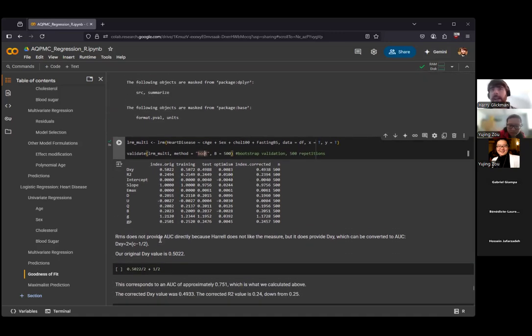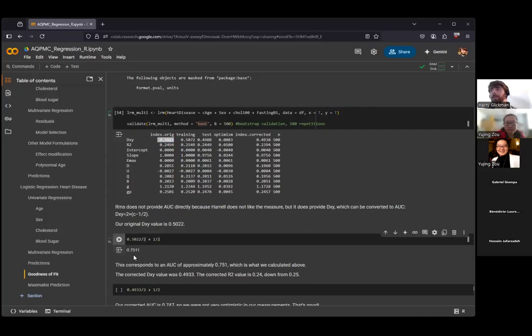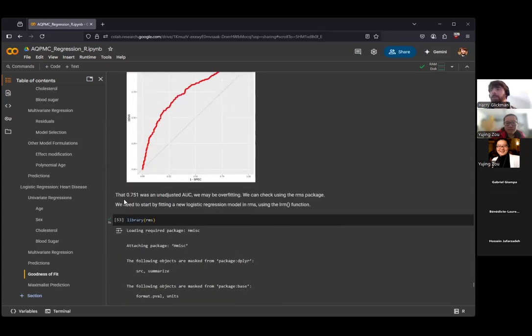So Frank Harrell hates AUC, so he doesn't provide it because he doesn't want people using it. But we can convert this Dxy value to AUC just for our purposes. And there's a simple relationship between C or AUC and Dxy. So you just divide Dxy by 2 and add a half. So our original value was 0.5022, which converts to an AUC of 0.711, which is what we calculated manually.